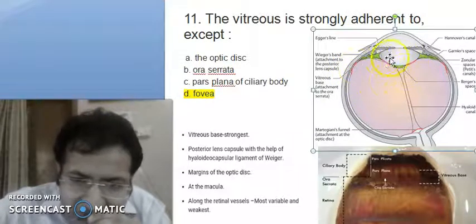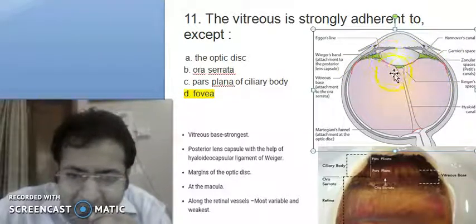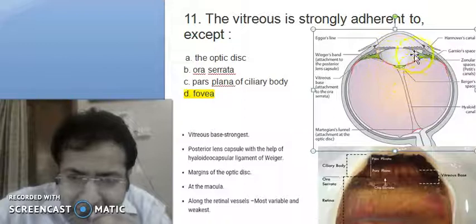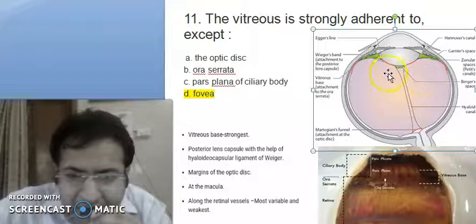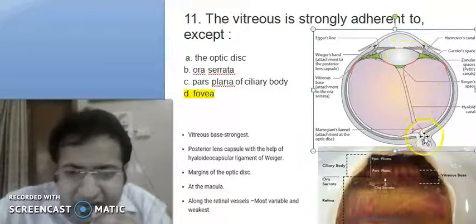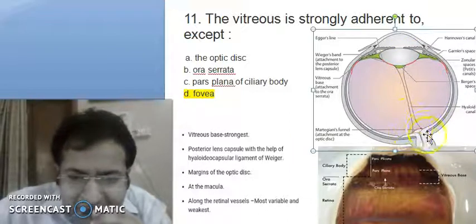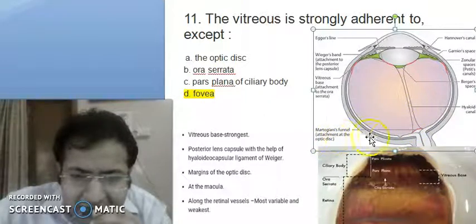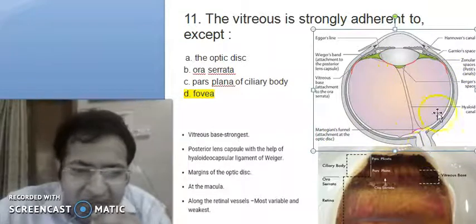It is also attached to the posterior lens capsule with the help of the hyaloideocapsular ligament, also known as the ligament of Wieger. The next strongest attachment is at the optic disc, where it is known as Martegiani's funnel. These are the 3 strongest attachments of the vitreous.